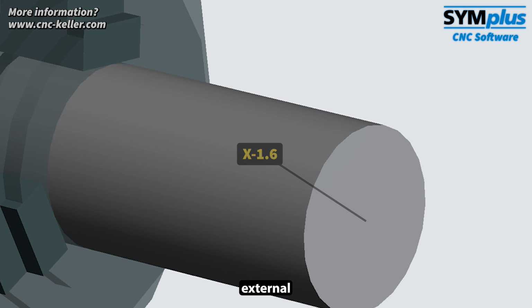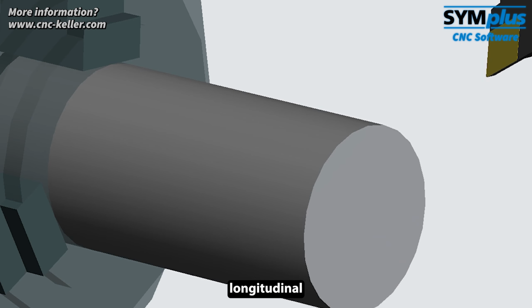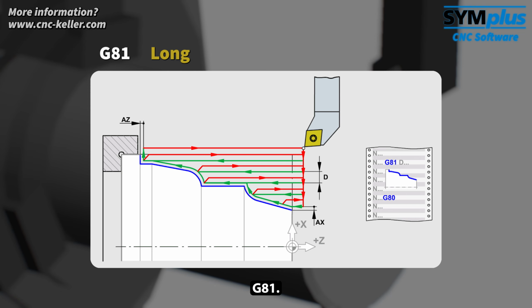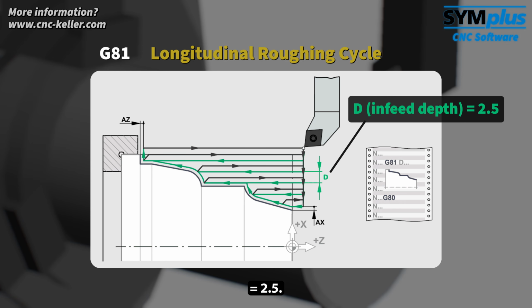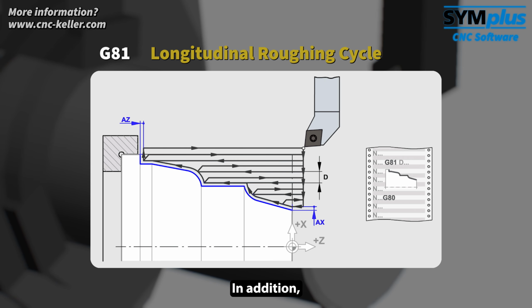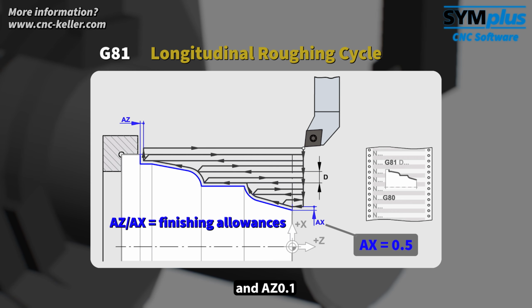Next, roughing of the external contour begins using the longitudinal roughing cycle G81. The depth of cut is D equals 2.5. This means that the cycle removes 2.5 millimeters of material in the X direction per roughing pass. In addition, finishing allowances of AX 0.5 and AZ 0.1 are left.